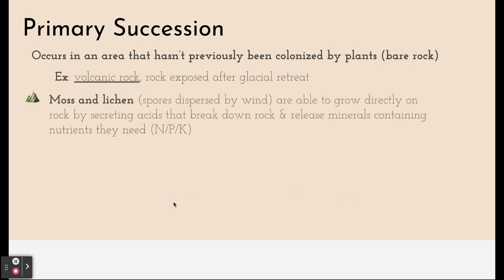Primary succession occurs in an area that hasn't previously been colonized by plants. We also say that the soil's been destroyed. So I think of a volcano coming through and just wiping out everything, or if a glacier moves through during an ice age and totally wipes away the soil, leaving just exposed rock. That's another example of when we can see primary succession occurring.